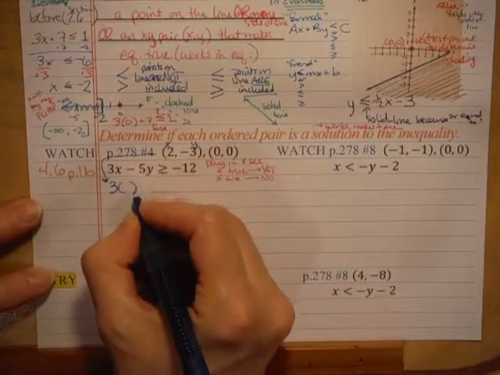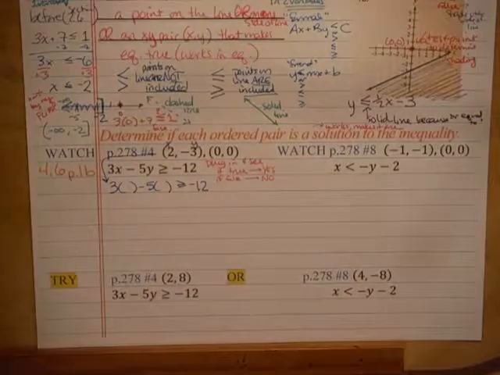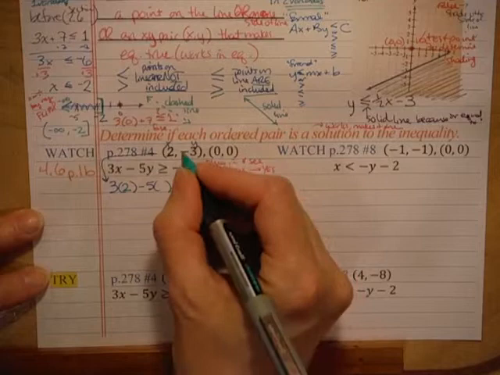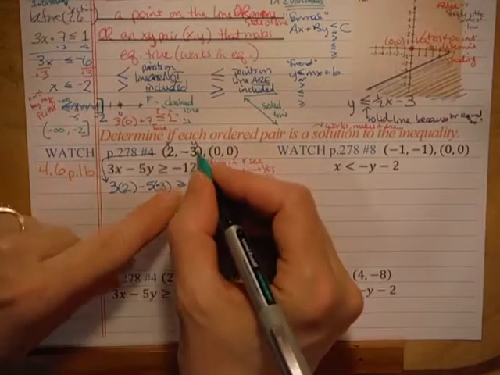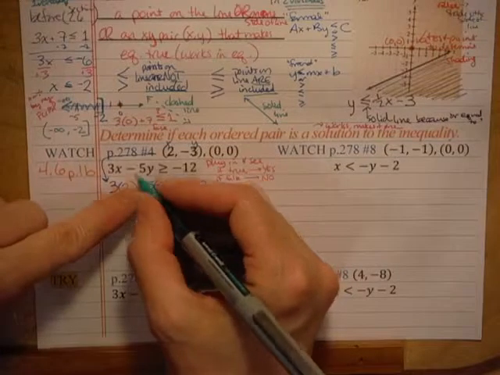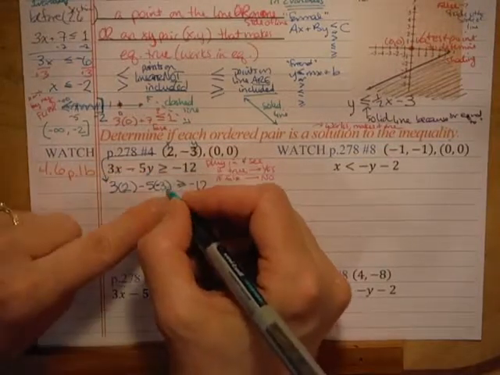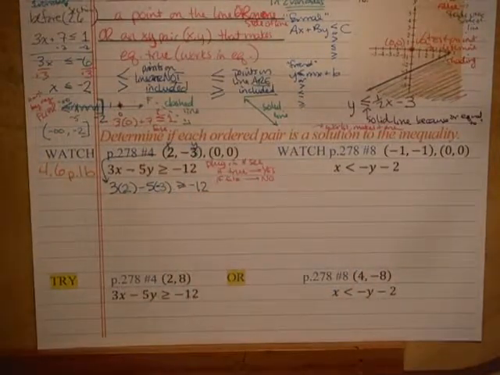We've got 3 times x minus 5 times y is greater than or equal to negative 12. I'm going to take my 2 value and plug it in for x. I'm going to take my y value of negative 3 and plug that in for y. Notice I take the entire value here. I ignore the signs I copied. I still have minus 5 times that entire piece. Okay. Now I go ahead and do the arithmetic that goes with that.